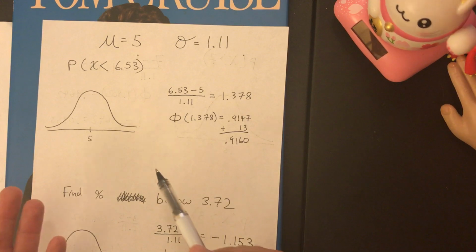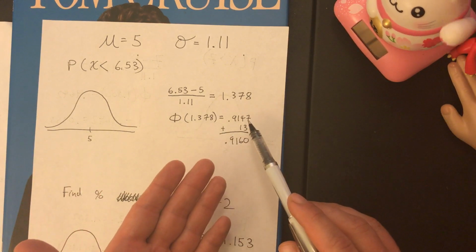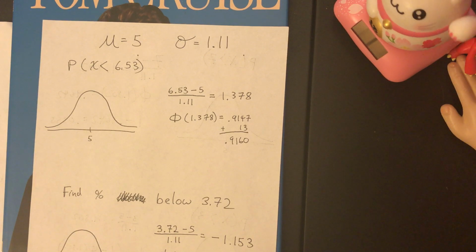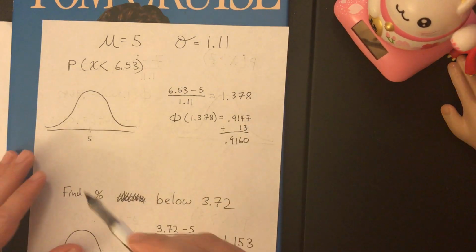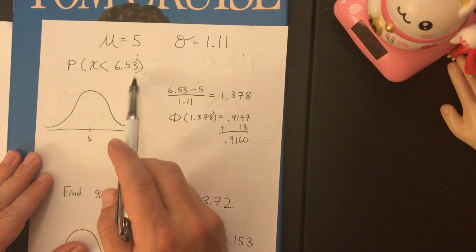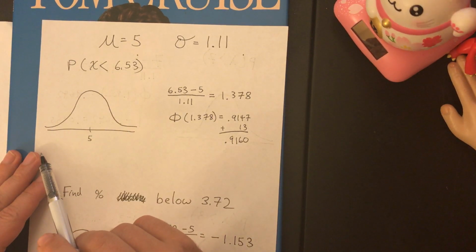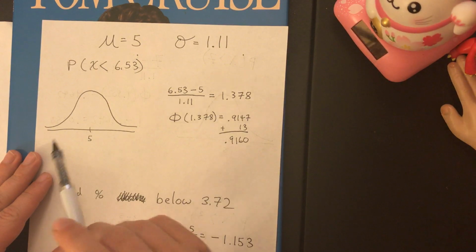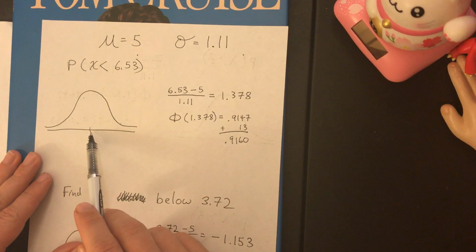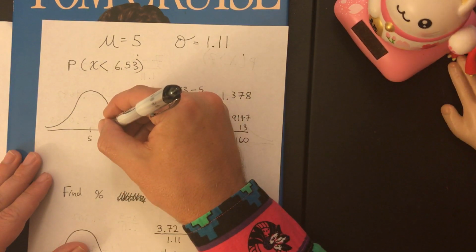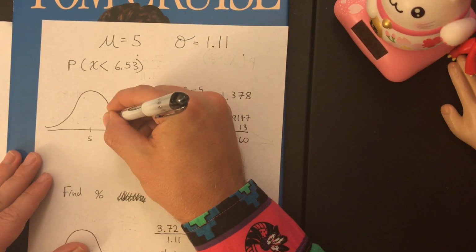A lot of times I realize I've made a mistake in my process just because my answer doesn't seem reasonable, it doesn't seem right looking at my picture. So over here, if they gave us this notation, they want the percent to the left of 6.53. So I know if to the right of 5 we have 3 deviations that are all around 1, I'm going to estimate 6.5, I don't know.